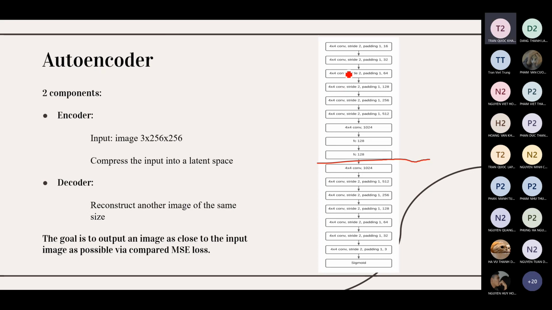So the training of the autoencoder is quite simple. One disadvantage of the autoencoder is that we do not have control over the output of the encoder, and it is going to output only an image which is very similar to the input image.